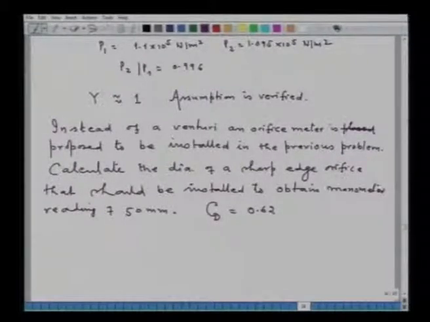Now, note that the CD is different. For Venturi it was 0.98, for orifice we are taking 0.62. So, the flow rate, pressure, everything is the same. Now, we have to calculate an alternative proposal that, well, Venturi is not available. Let us see if I can work with the orifice. So, I have to calculate now.